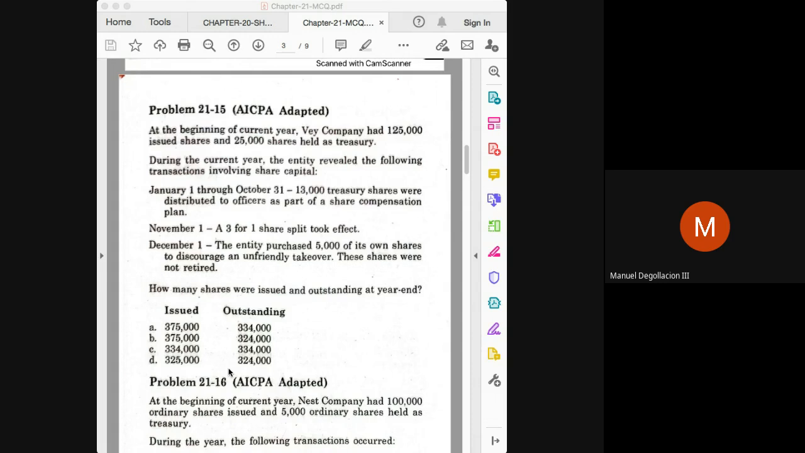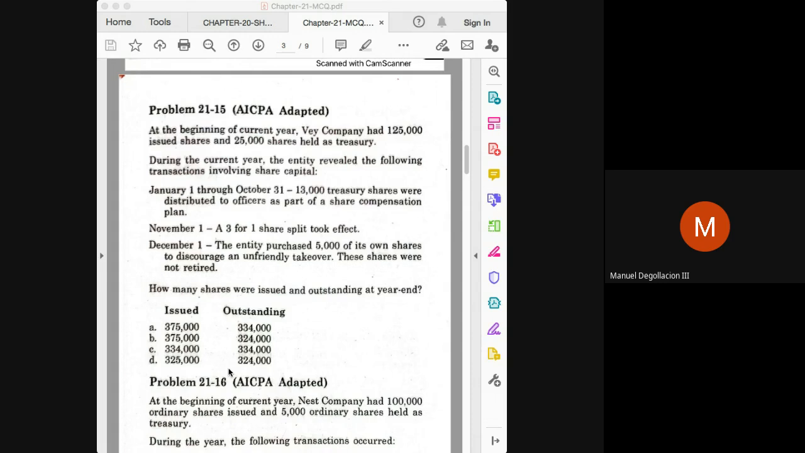So let's determine how much treasury shares we have. At the start, we had 25,000, but we reissued 13,000 to our officers. So that means 12,000 treasury shares remain. And what happened on November 1? Again, there is a 3-for-1 share split. So what happened to our 12,000 treasury shares? It will be multiplied by 3. So at this point, we have 36,000 treasury shares.